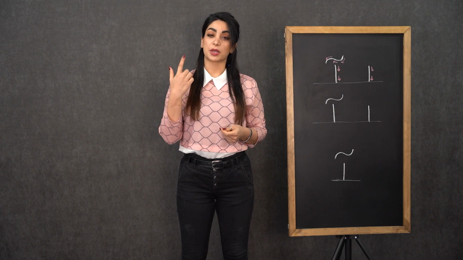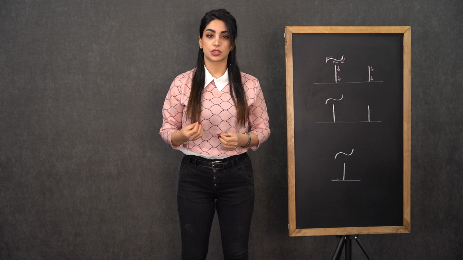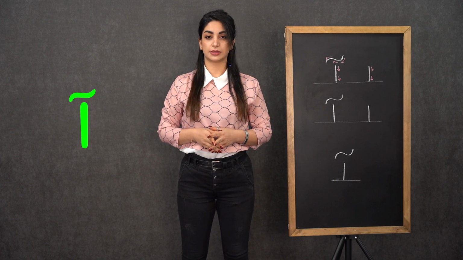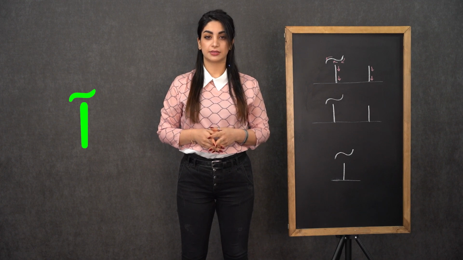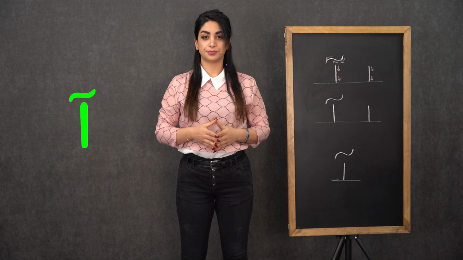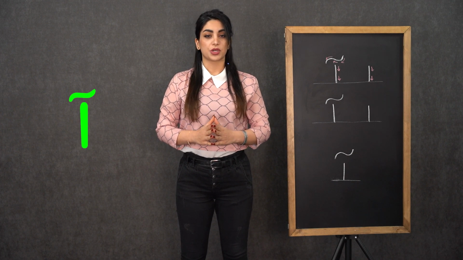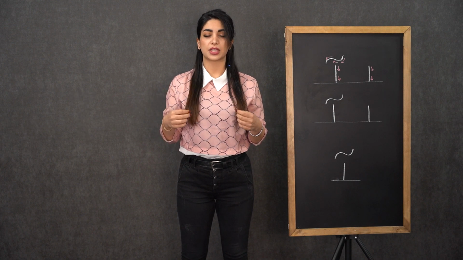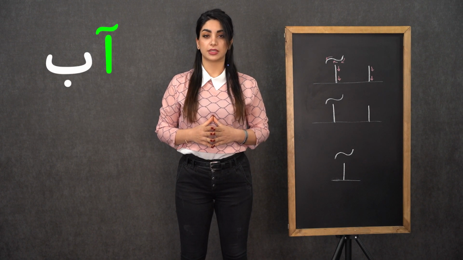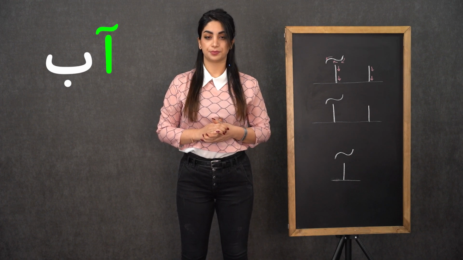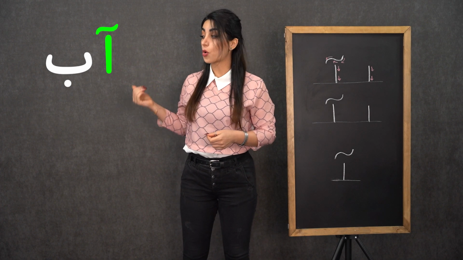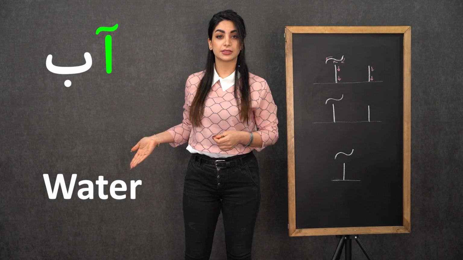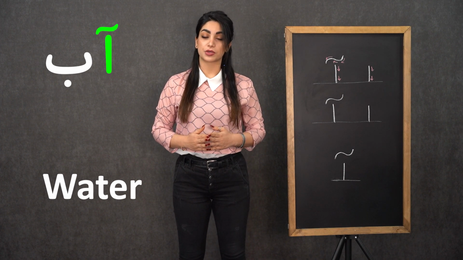Look at me, look at my mouth. What sound do you hear? Listen. The first word that we are going to learn is this one. It starts with the sound that I just made. Ab. Ab means water in English. Ab, water. Ab is the same as water in English.